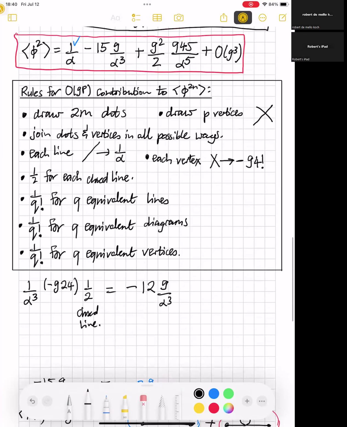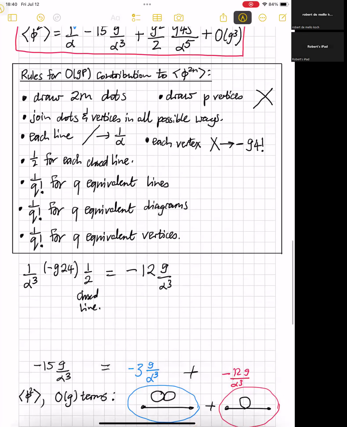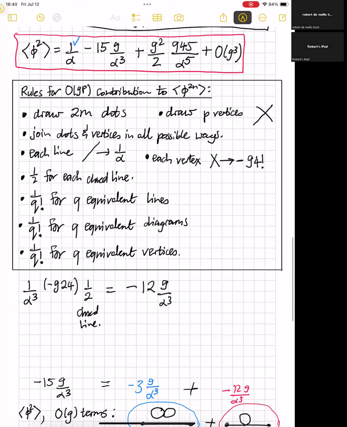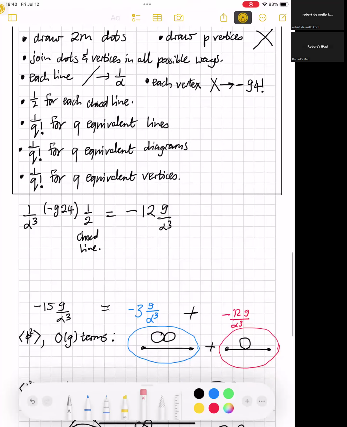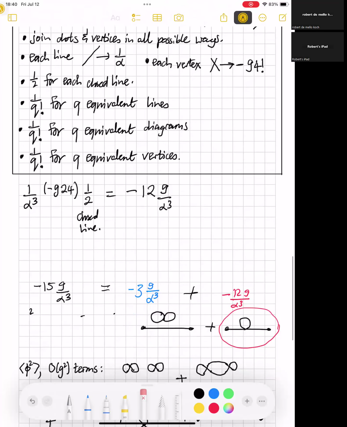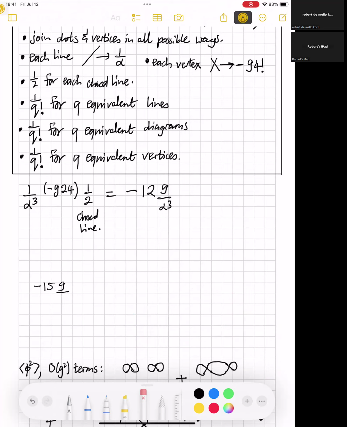So the two diagrams of order g have given us minus 15g over alpha cubed. If we go back to the red box and look at the order g term, it's exactly minus 15g over alpha cubed. So we've got the red term, the order g term, correct too. The two diagrams that we summed have given us the correct answer. Great. So we've got order g correct. We've got order g to the naught correct. Next, we're going to check order g squared, and we'll continue with that in a moment.